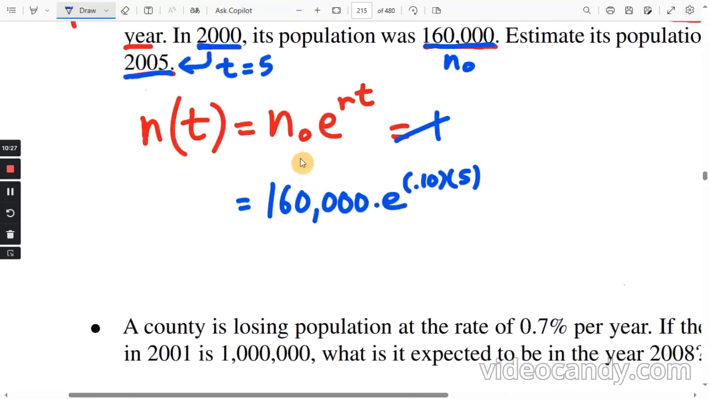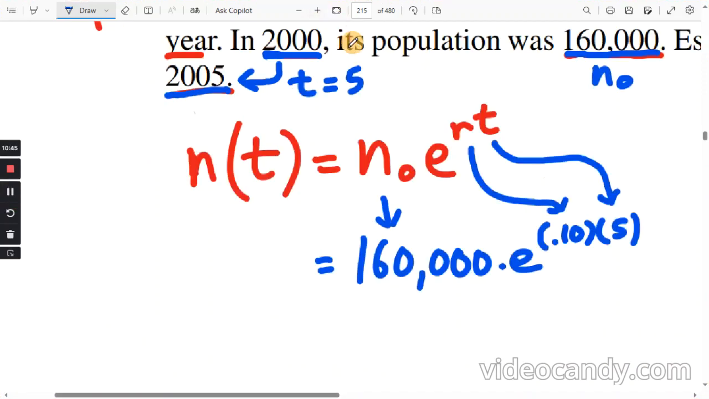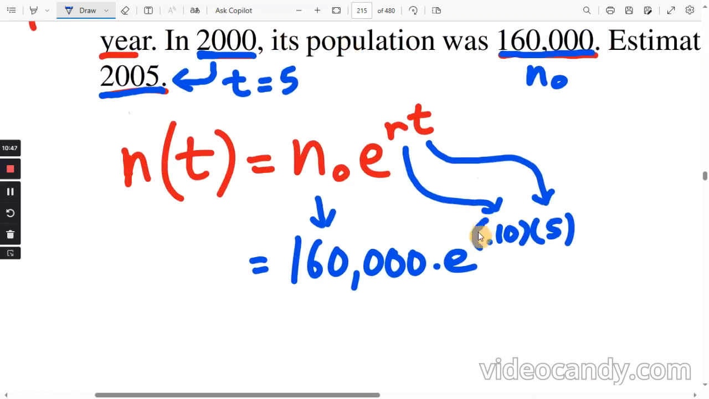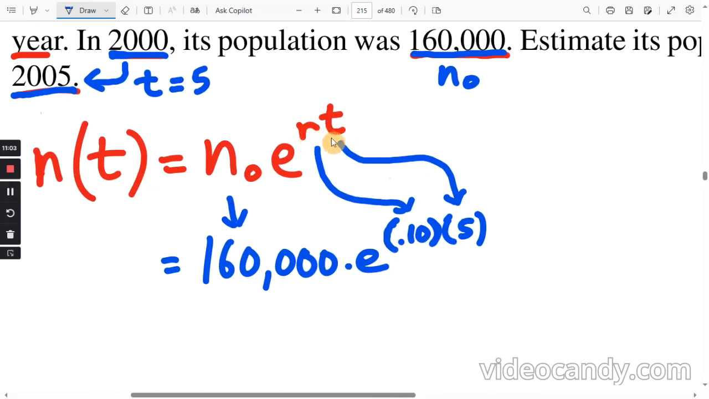All right, pretty simple. N sub 0 is the initial amount, R is the rate, and T was just the number of years. I hope you can read this. This exponent is 0.10. I use parentheses instead of a dot because I don't want you to get confused between the decimal point and the times symbol. This here is times, this here is a decimal. These are multiplied. And make sure the units match on the rate and the time.